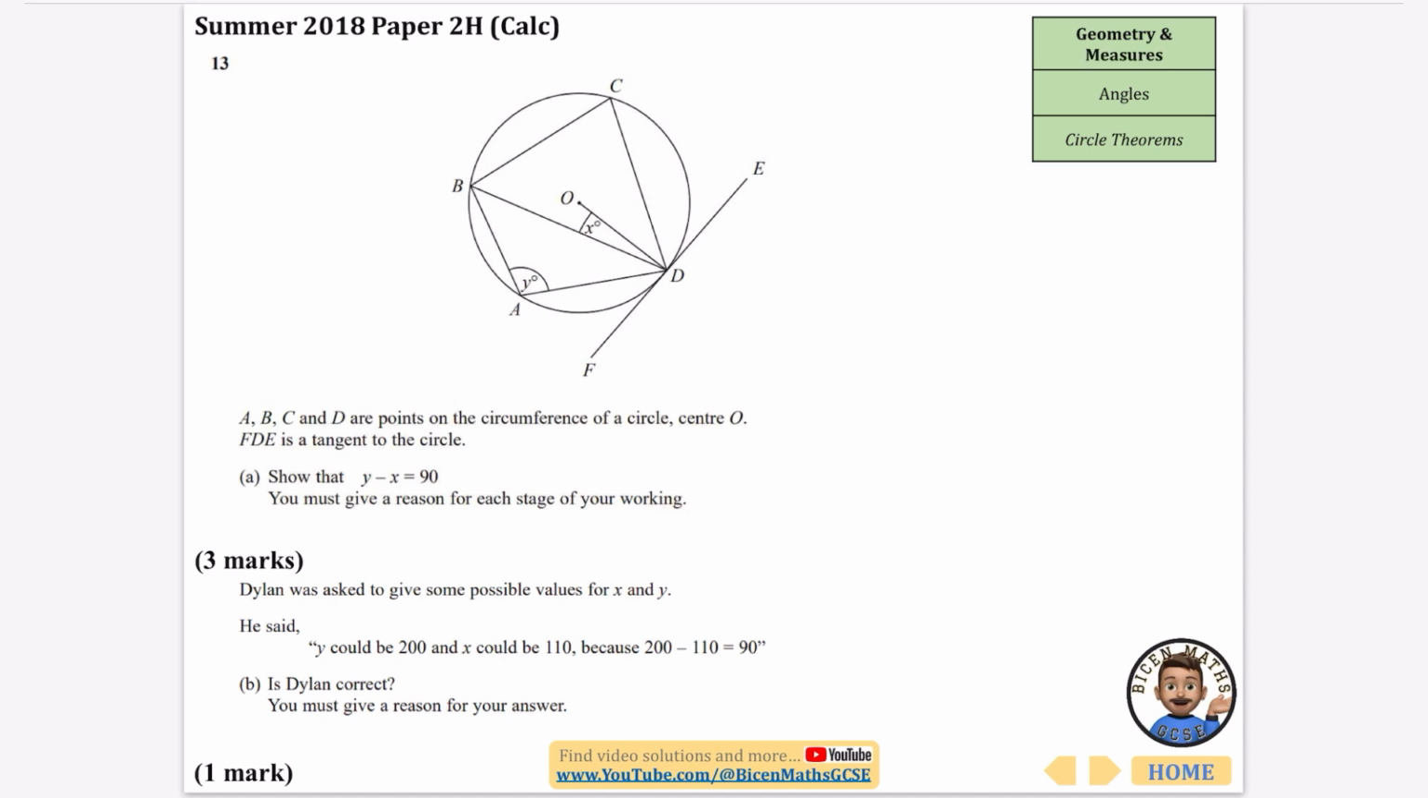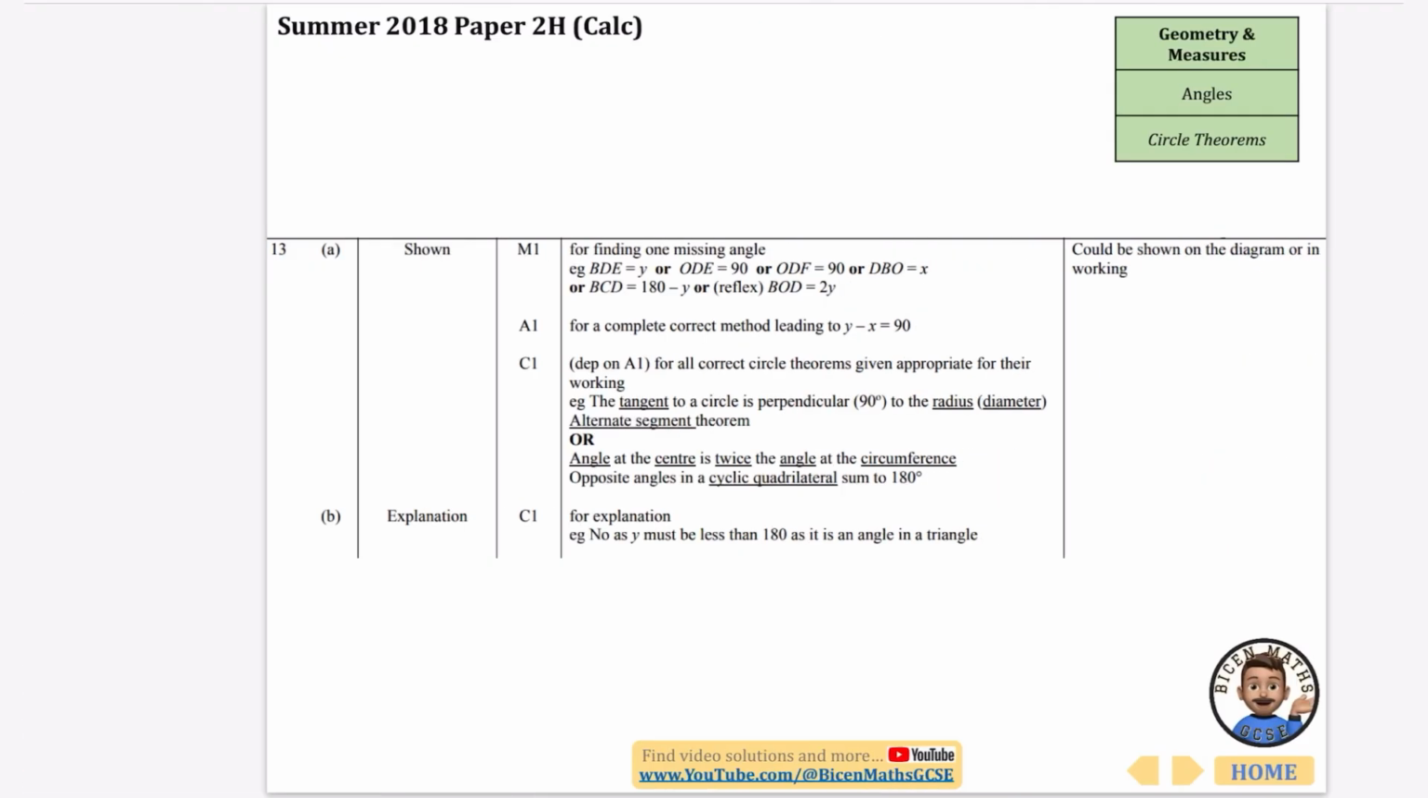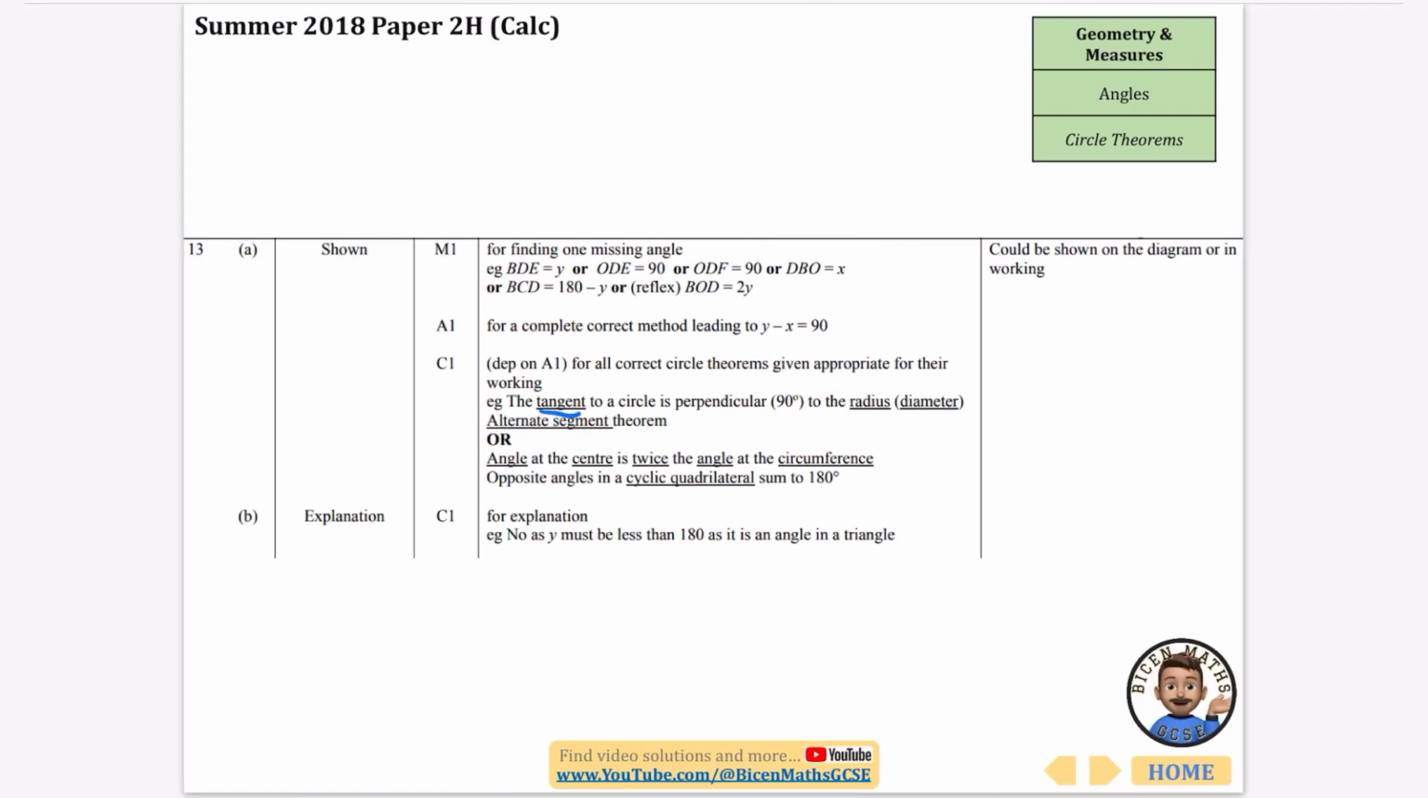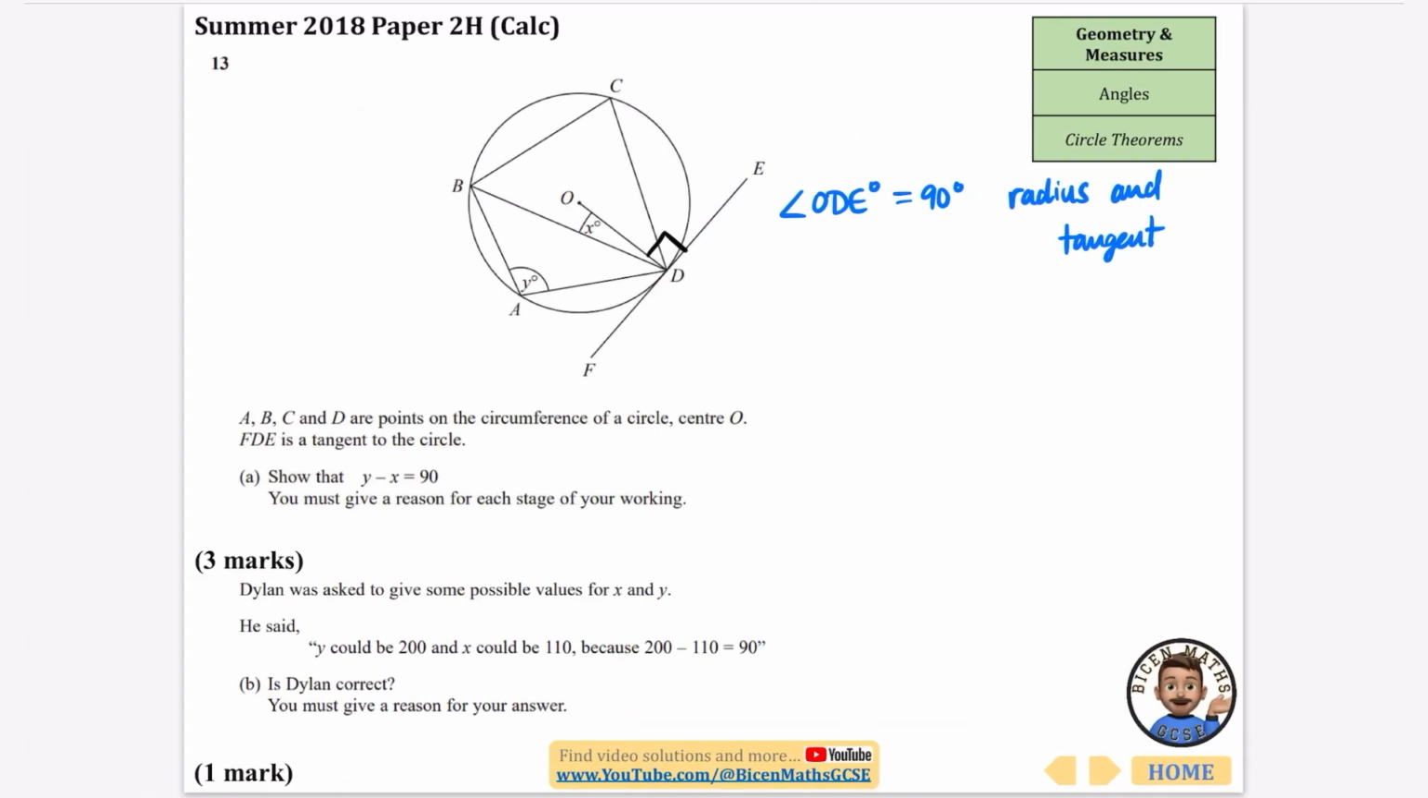So I think one of the most obvious things that I can do here is I can say that this angle, ODE, is 90 degrees. So I'm going to write down that angle ODE is 90 degrees. And the reason for that is that it's a radius and a tangent. A radius and tangent, they meet at 90 degrees. And I think that's the minimum of what we're going to need to say here. If you look on these rules, it's tangent and radius. As long as you've got those words, it's enough for this kind of thing.